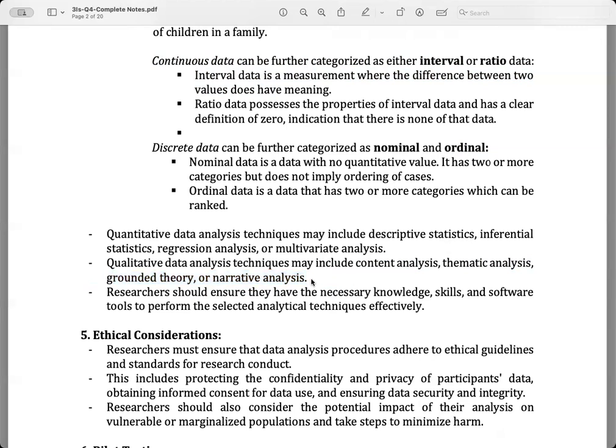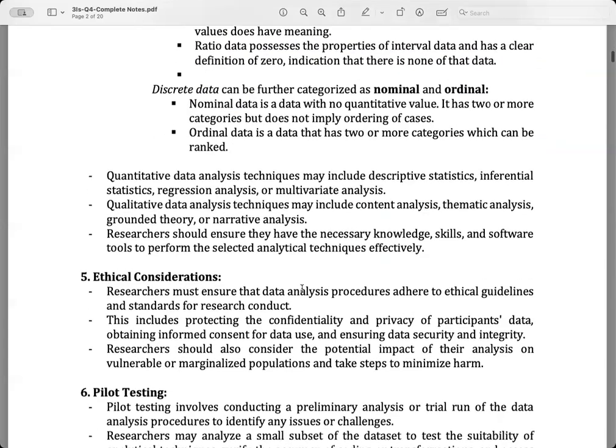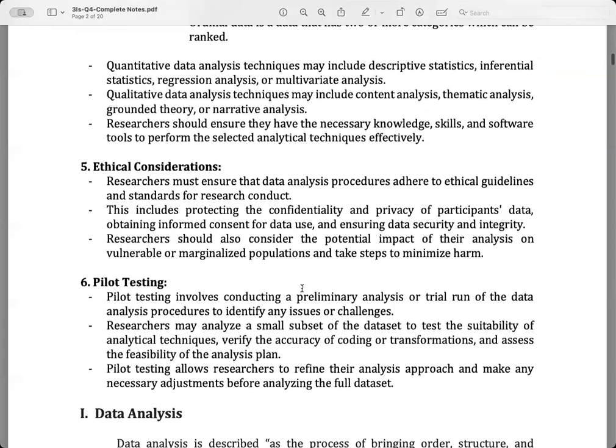Now, remember that you should ensure that they have the necessary knowledge, skills, and software tools to perform the selected analytical techniques effectively. Because if we really wanted to disseminate or publish our study, we cannot afford to have data that is not valid, not verified, and not properly analyzed. Also, it is important that we review our ethical considerations.